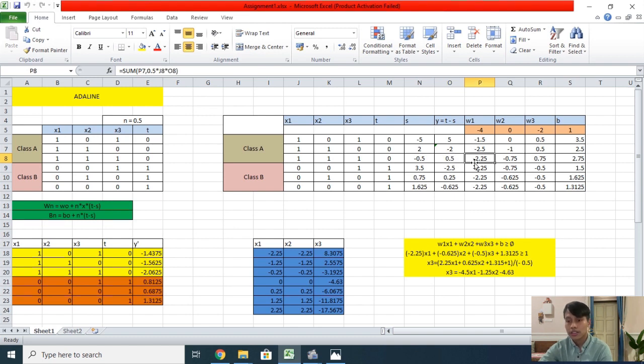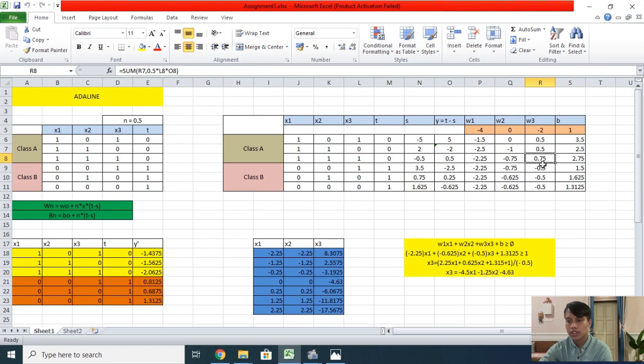And for this number w1, we need negative 2.5 plus 0.5 times the x, which is 1, and times the t minus s. This t minus s is 0.5. So we get negative 2.5 and negative 1 plus 0.5 times the x, the value of x2 is 1, times the t minus s 0.5. So that's why we get the negative 0.75.